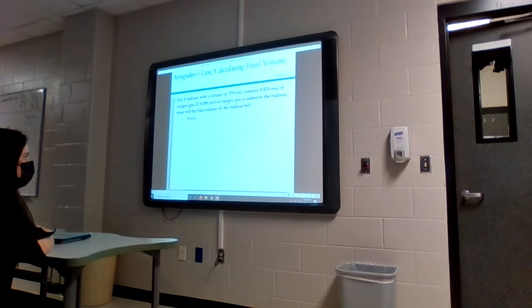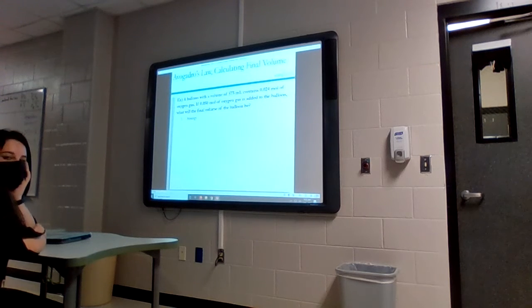So a balloon with a volume of 575 milliliters contains 0.024 moles of oxygen gas. That's my volume 1 and my moles 1. So I have 575 milliliters and 0.024 moles. And then it tells me if 0.05 moles of oxygen gas is added to the balloon.